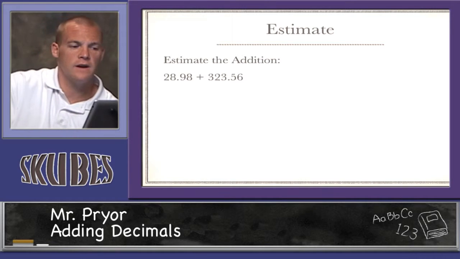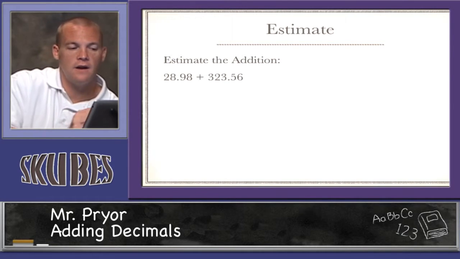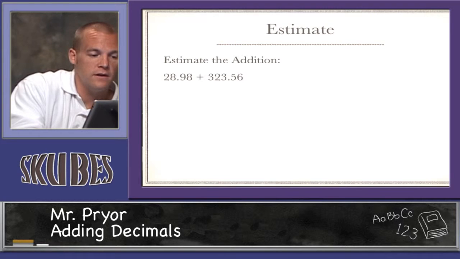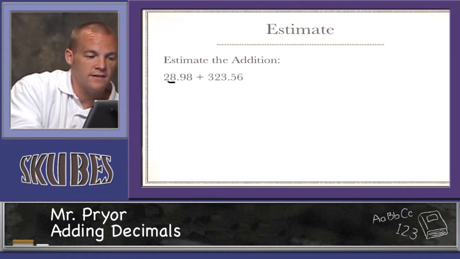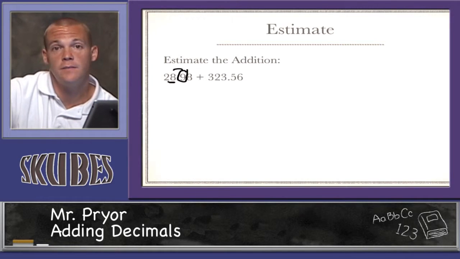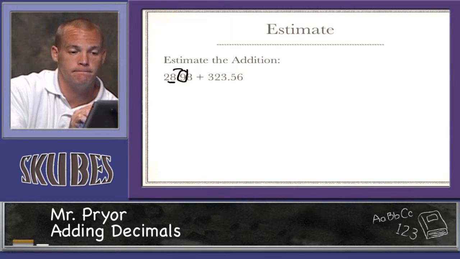In this case, we're going to round 28.98 up, because if you notice, we're looking at the ones digit here. It's an 8. Notice how the tenths digit is a 9. Since 9 is above 5, we're going to go ahead and round that 8 up one place to 29.